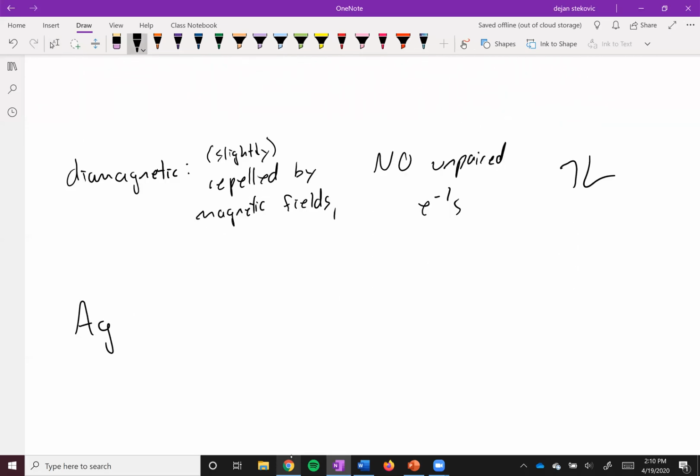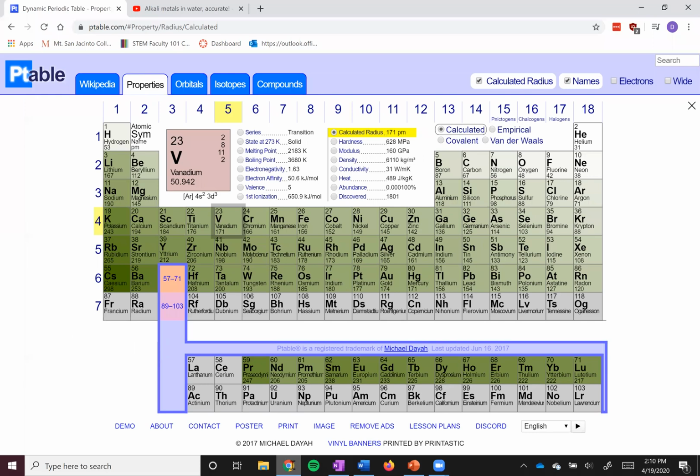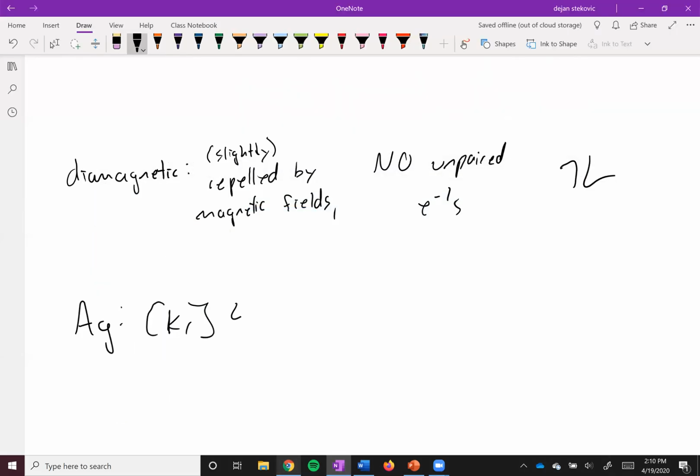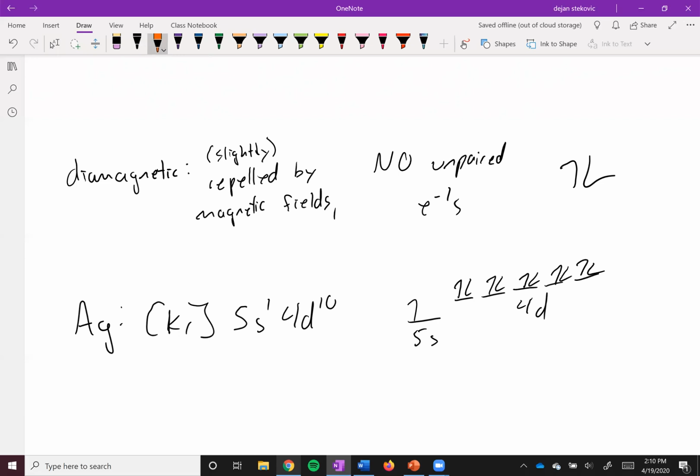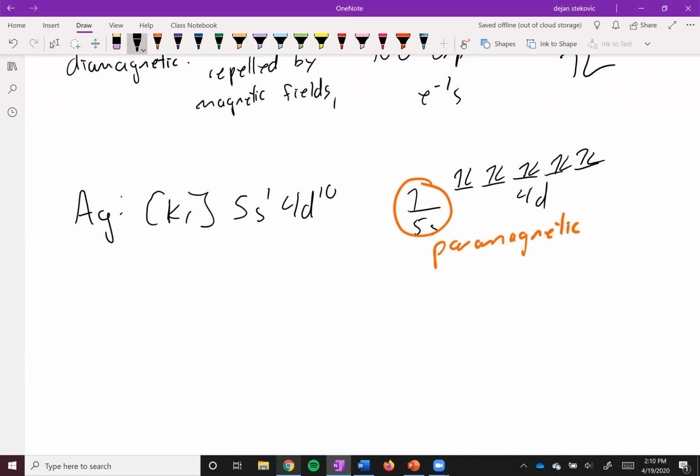So if you think about silver, be careful, silver is an exception. If you think about the electron configuration for silver, it's down here. It's going to be 5s1, 4d10. And then if you think about these s and these d electrons, remember they're really close in energy. So some weird stuff happens. But if you draw an orbital diagram for this, you can see that we do have an unpaired electron right here. And so this material overall is paramagnetic. You just need one unpaired electron to be paramagnetic.